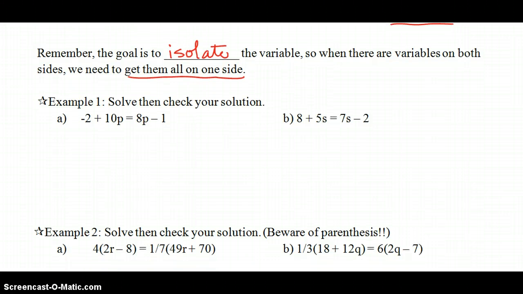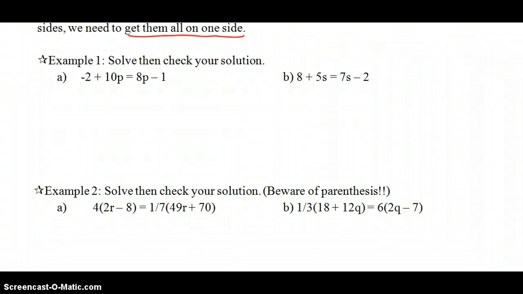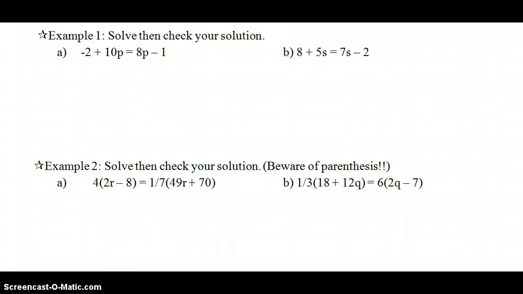You've got the power to do whatever you want to any equation as long as you obey the golden rule and you do the same thing to both sides. So looking at example 1, it says solve and then check. And why wouldn't we check? To make sure we get it correct.